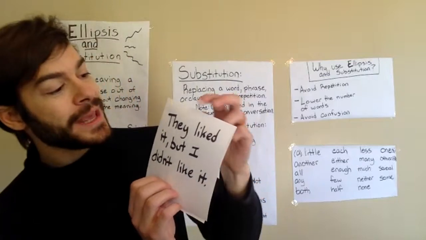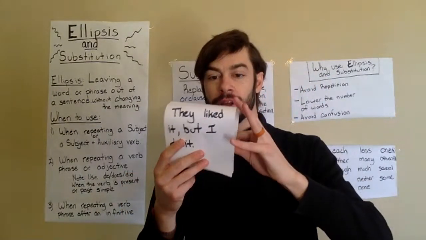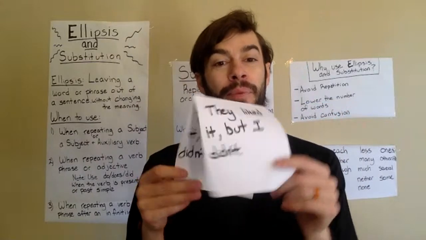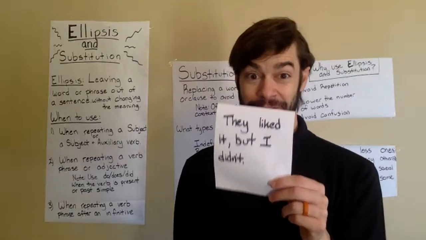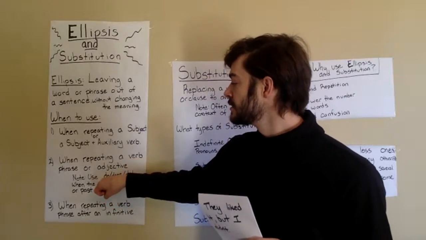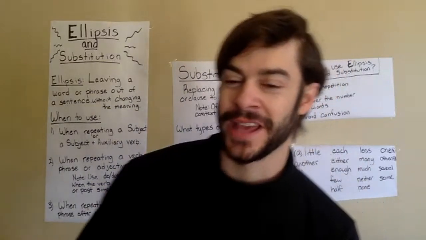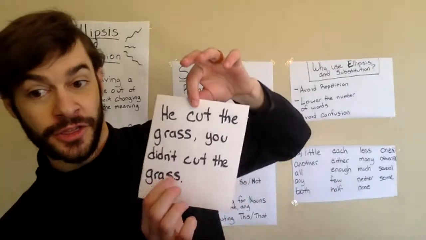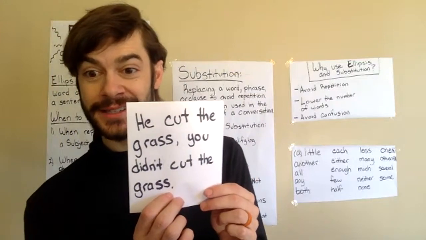So here we have the past simple, "liked," and we can change that to "they liked it, but I didn't." We can drop the second "like it." Very good. So we're using a repeated verb, and because we have do, does, or did with the present or past simple. Good, very good. Okay, let's try that again. Let's see. He cut the grass. You didn't cut the grass.